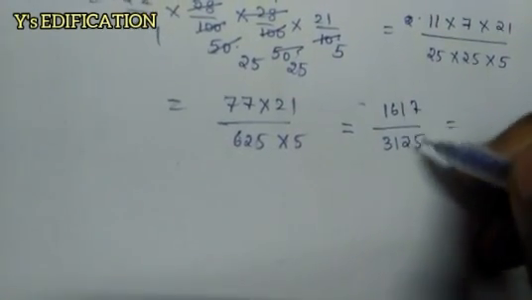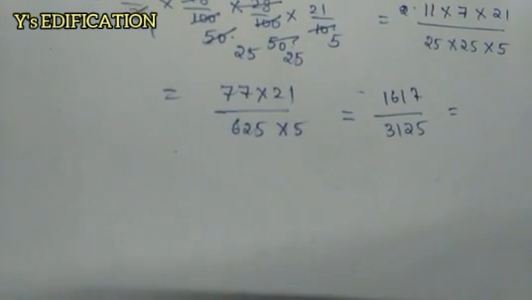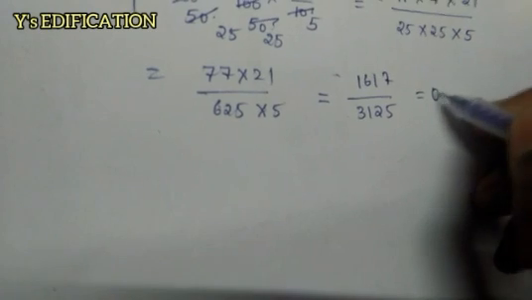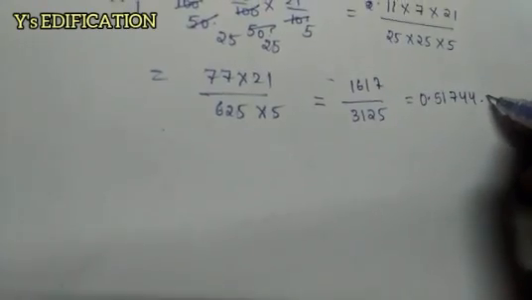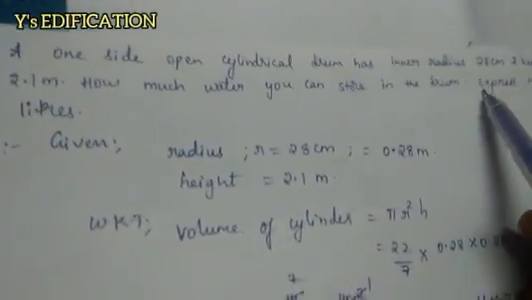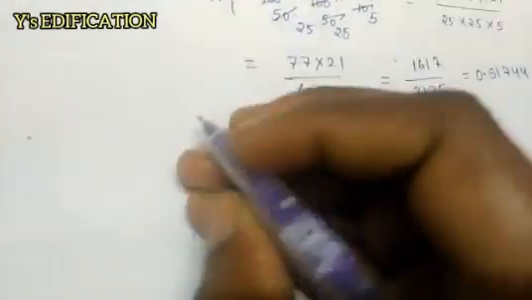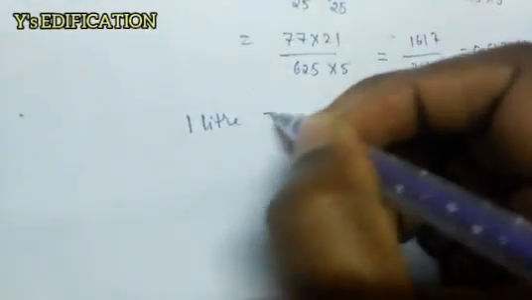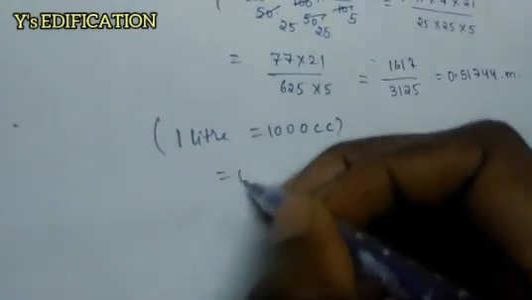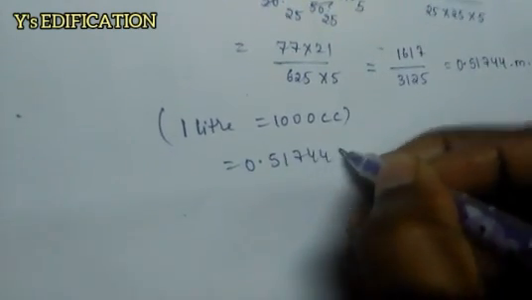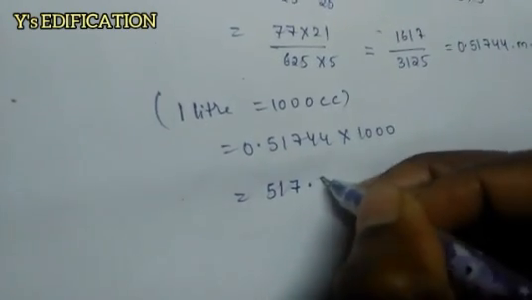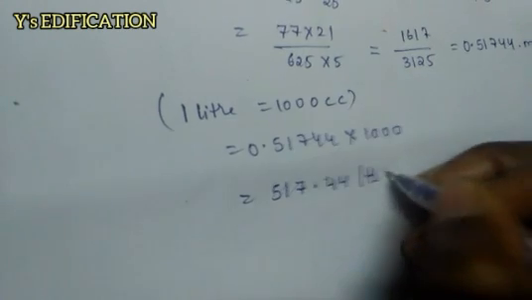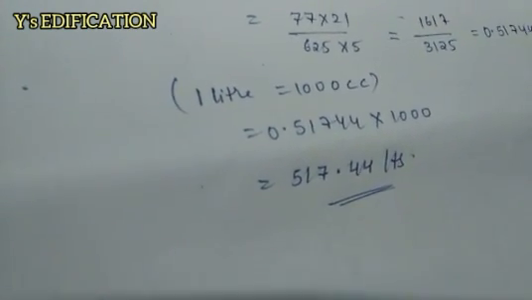By dividing these two numbers, I mean after cancellation, we will get 0.51744. This is in cubic meters. They asked us to express it in liters. So how can we write? 1 liter is equal to 1000 cc. So 0.51744 into 1000, that is 517.44 liters. Okay, this is the final answer.